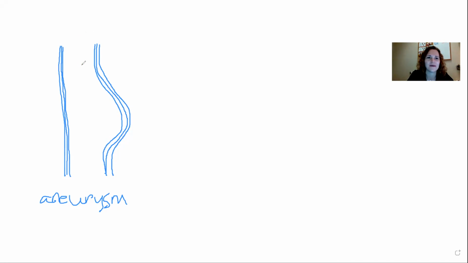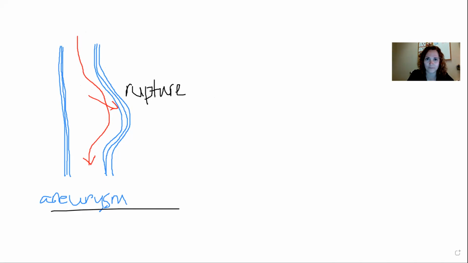So then we're going to have blood come through here. That's the red, right? So there's blood flow, and if the pressure is high, then it's going to keep hitting up against this, which puts it at risk for rupture, right? So that's our big concern here, is rupture. So this is your aneurysm, right?